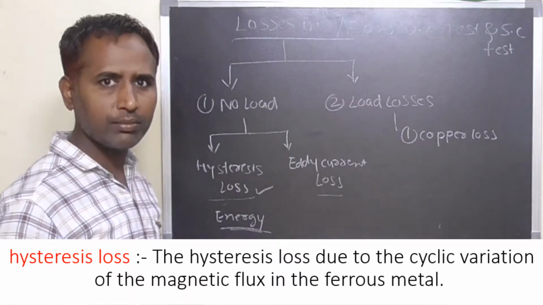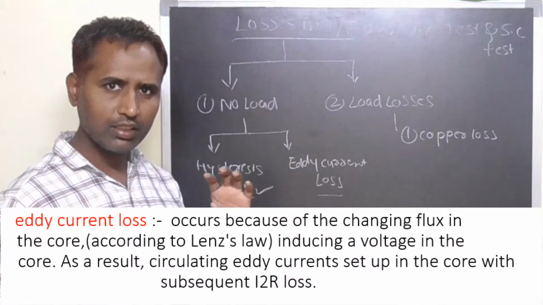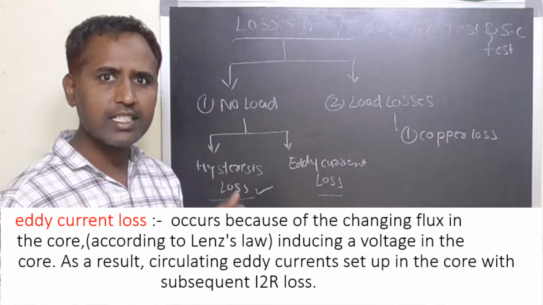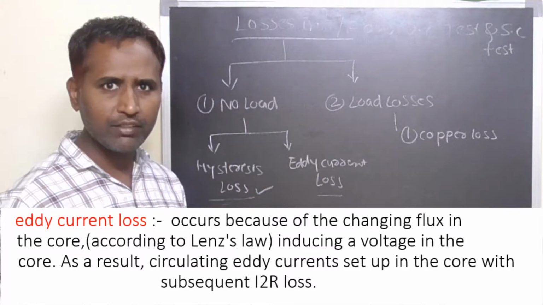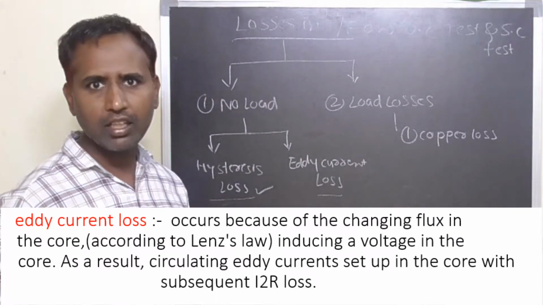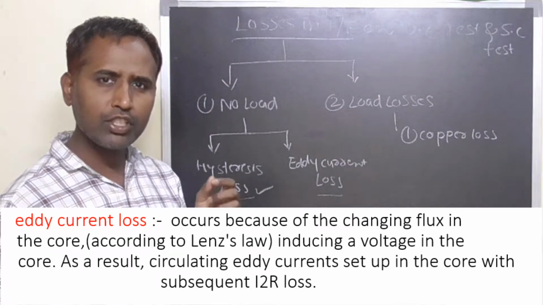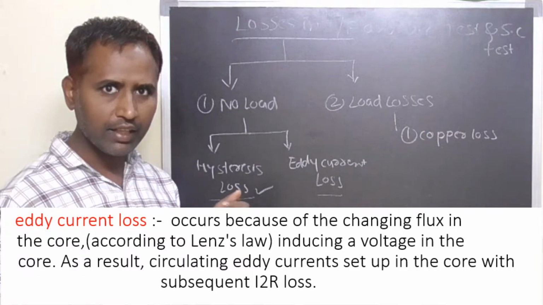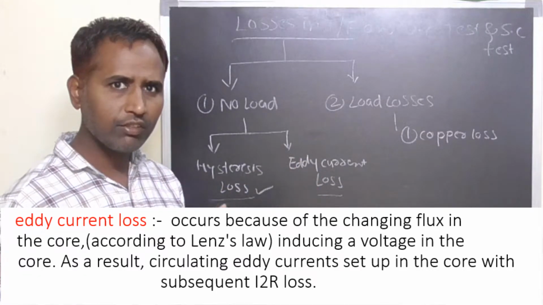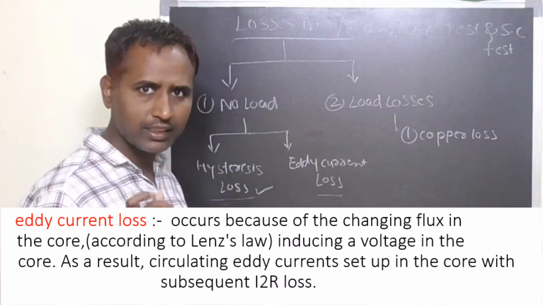Eddy current loss means when we give the supply to the primary winding, the flux is set up. This flux creates an induced EMF in the winding, and induced current also. That induced current, according to Lenz law, opposes the supply current, which leads to eddy current loss. In eddy current loss, the winding becomes heated.